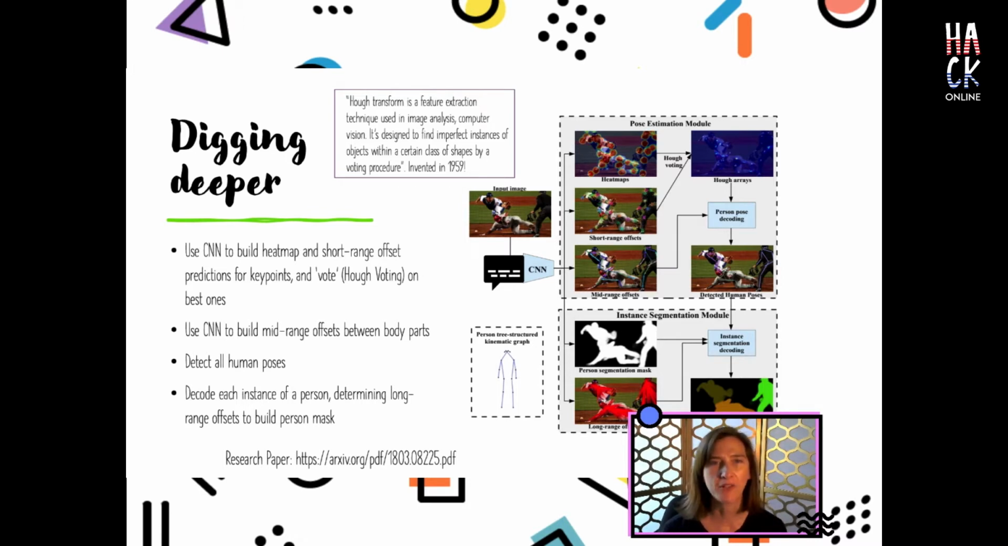Okay, so after it has done this voting procedure, it uses the detections to create likely instances of individual people, using long-range offsets to group the people into segmented instances of each person in an image. And it's also useful to note that all of these steps use convolutional neural networks.